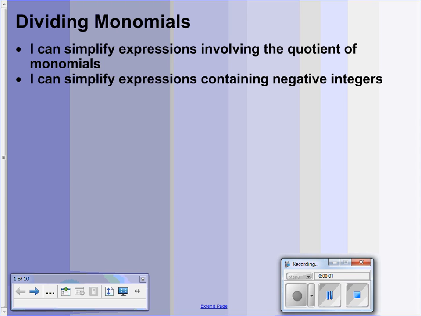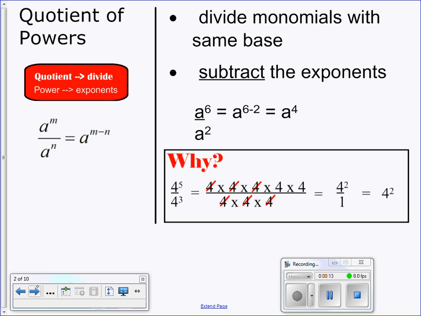In this lesson, we'll be dividing monomials. By the end of the lesson, you should be able to simplify expressions involving the quotient of monomials and simplify expressions containing negative integers. So, quotient of powers, so we're dividing numbers that have exponents.